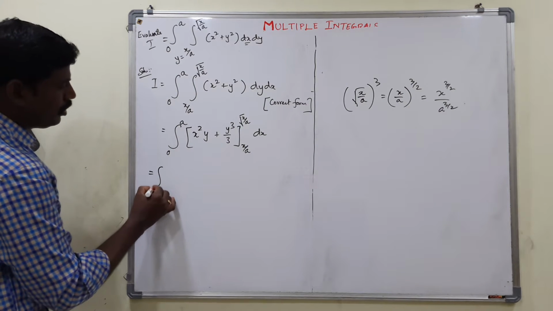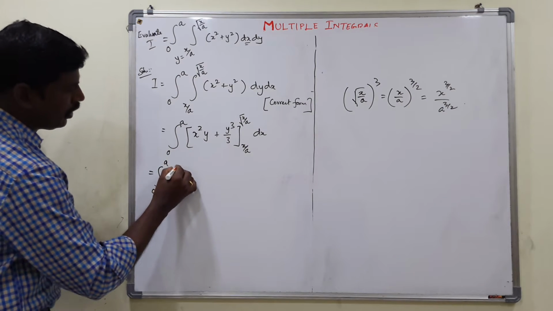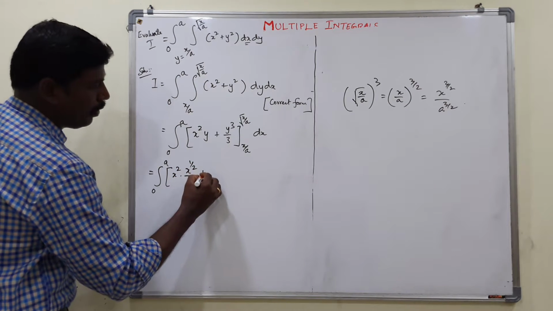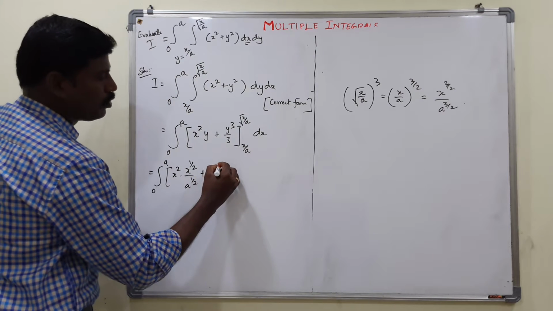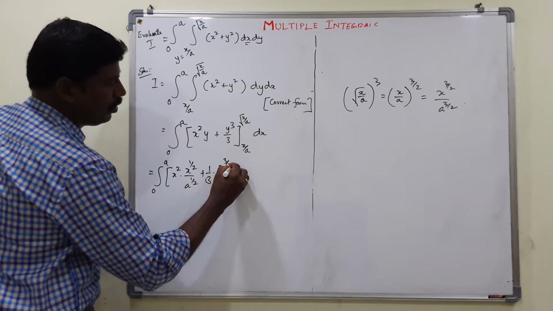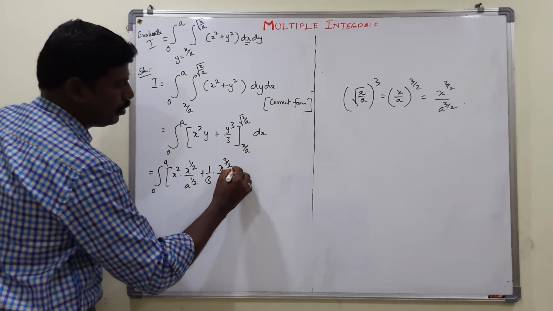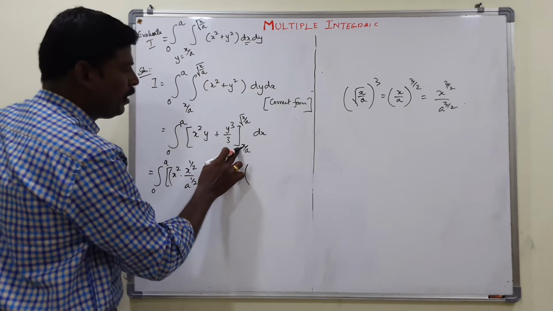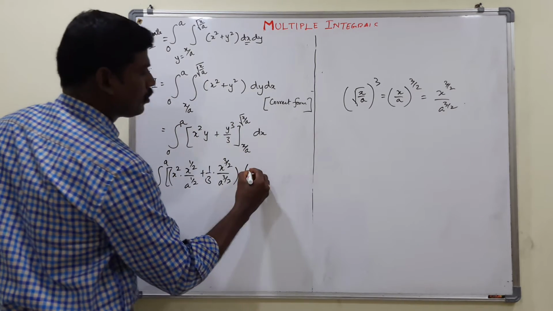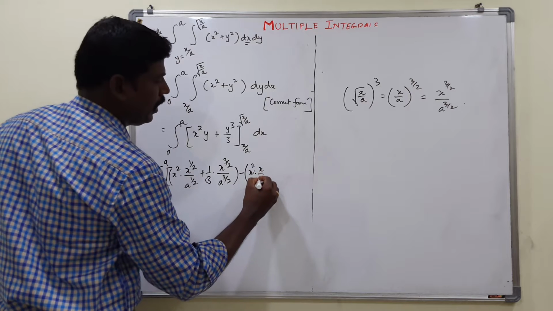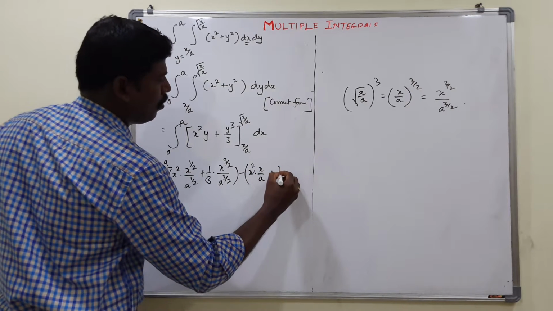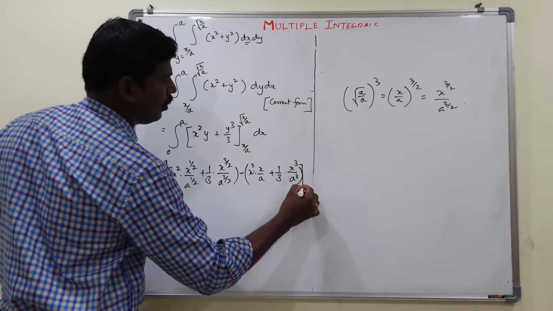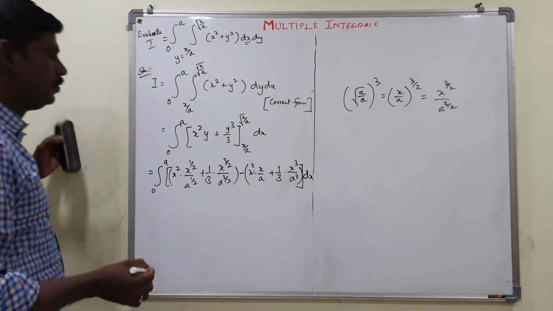So I write it once again. That is equal to integral 0 to a, x square into what is y? X power 1 by 2 by a power 1 by 2, plus 1 by 3 into x power 3 by 2 by a power 3 by 2. So this is for the upper limit, minus the lower limit. What is the lower limit? x by a. Substitute it for y. So x square into x by a plus 1 by 3 into x cube by a cube, into dx. That's all.